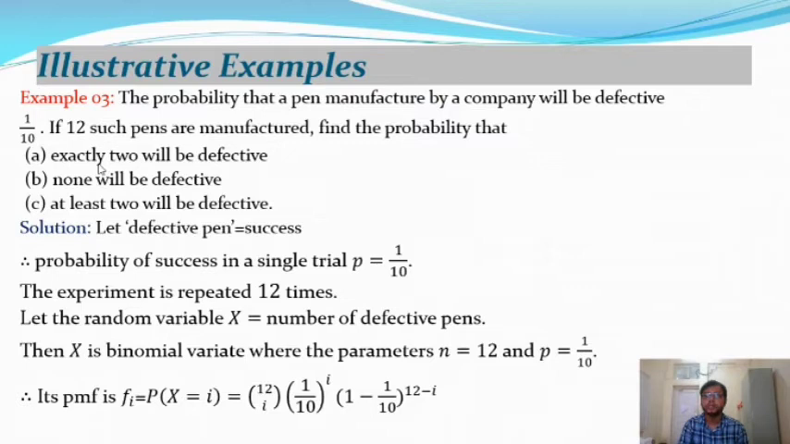So the first part is to find that exactly 2 will be defective pens, the second is none will be defective pens, and the third one is at least 2 will be defective.